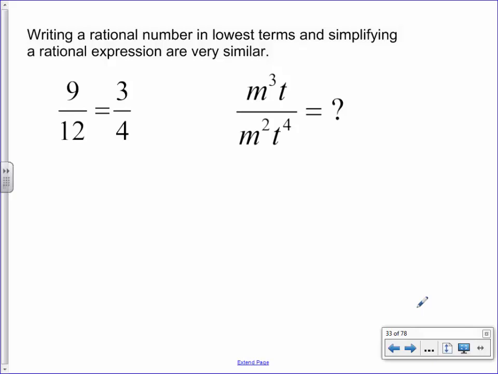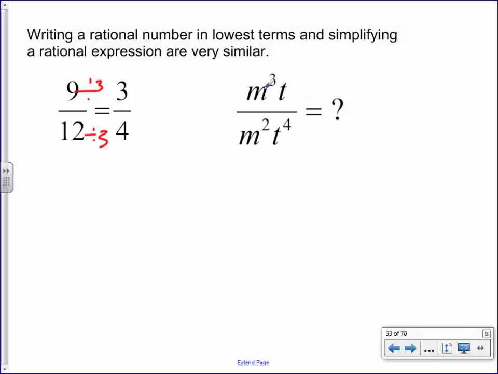I'm fairly comfortable in saying that you guys have all learned how to do this with numbers before, because if I asked you to take 9 over 12 and turn it into 3 over 4, I think you could probably do that. How do you turn a 9 into a 3? Well, you divide by 3. How do you take a 12 and turn it into a 4? Divide by 3. What you're doing is something very similar to factoring. Find something in common and just divide by that. That makes sense?